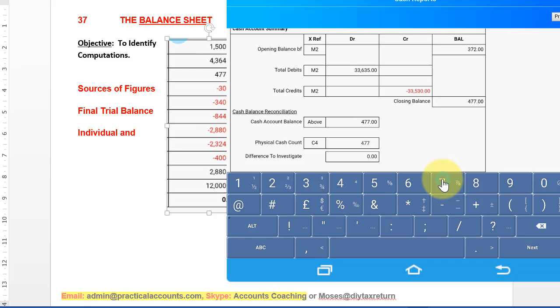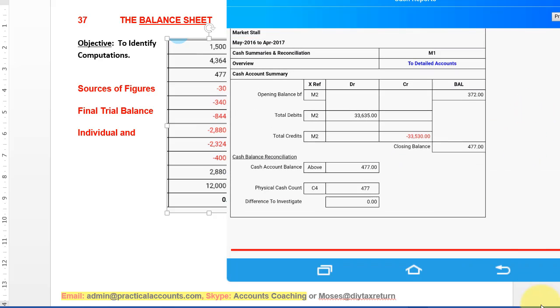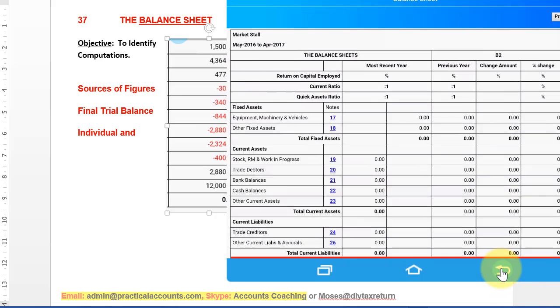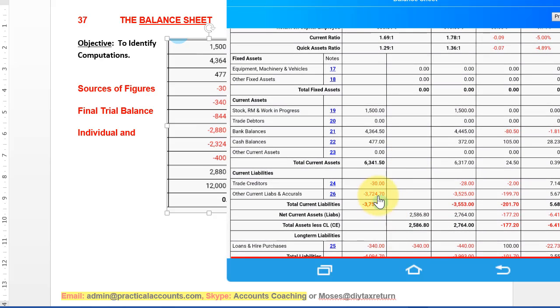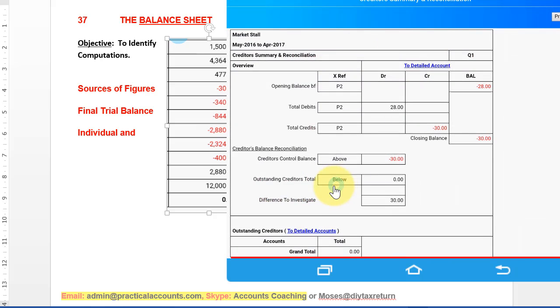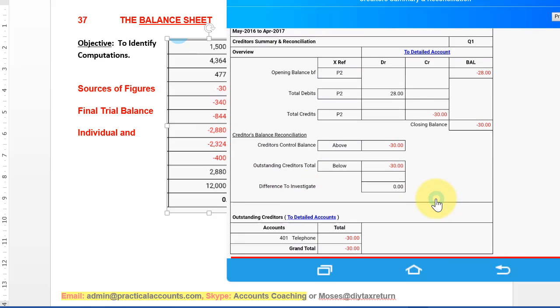If there's any difference as far as cash is concerned, whoever is in charge of cash really should put in the difference. So we should have a zero difference to investigate. Okay, now let's go back, and now we're going to this 30. There's only one outstanding creditor. Let's look at 24, and that outstanding creditor is telephone. And this is a self-reconciling account. We don't need to do anything.